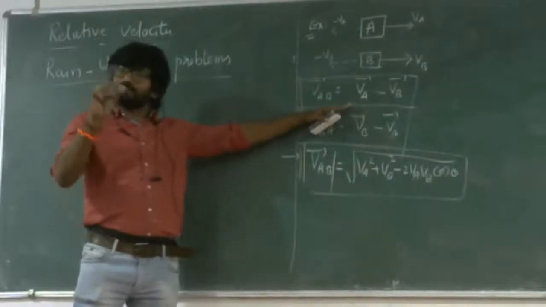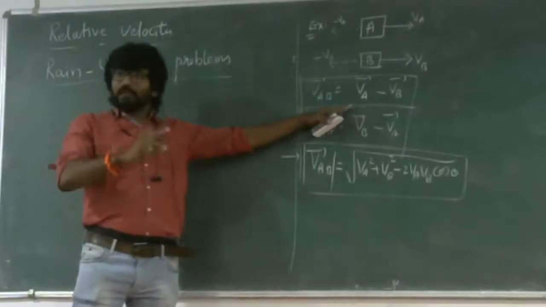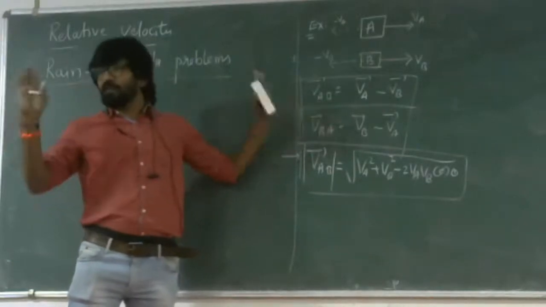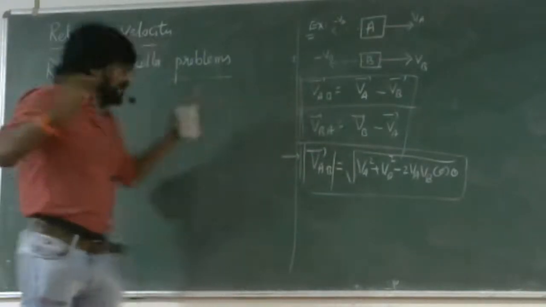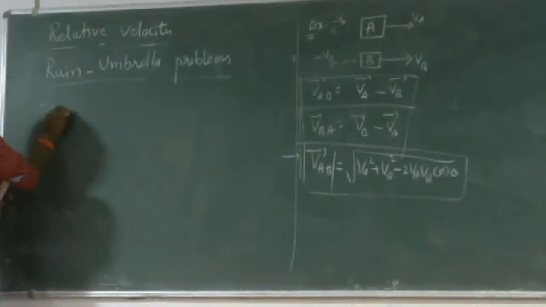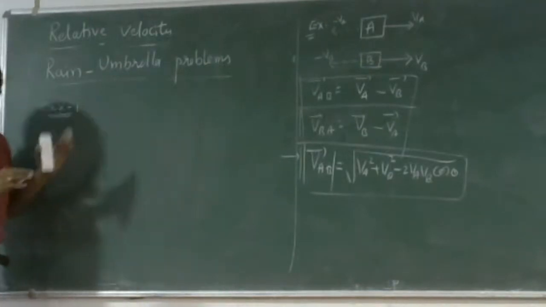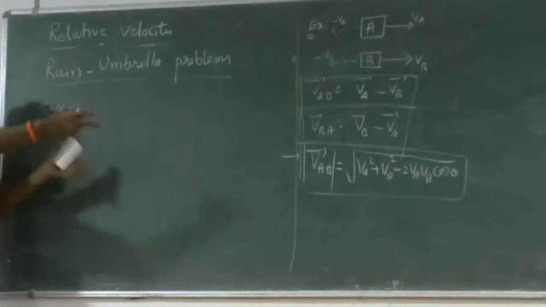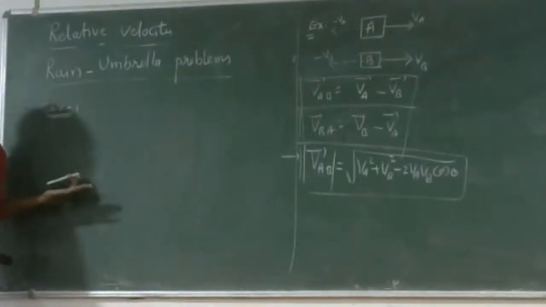Velocity of A with respect to B is velocity of first body with respect to second is velocity of first plus reverse velocity of second. That you have to remember as a generalized formula. Now, let us try to understand. Case 1. If rain is falling vertically down, so without giving so much of theory, directly you can take diagrams and you have to understand it.